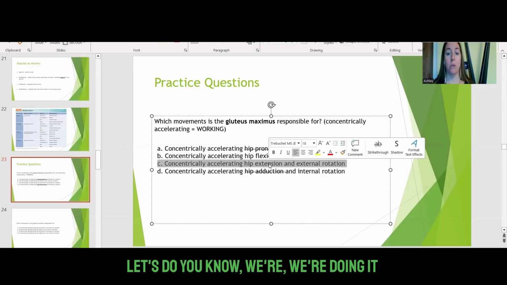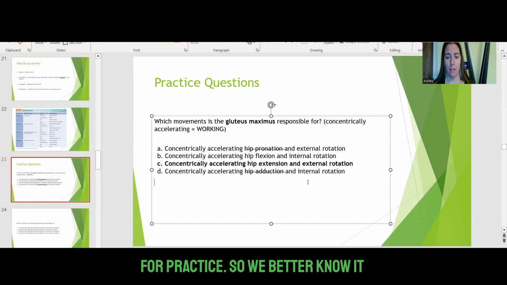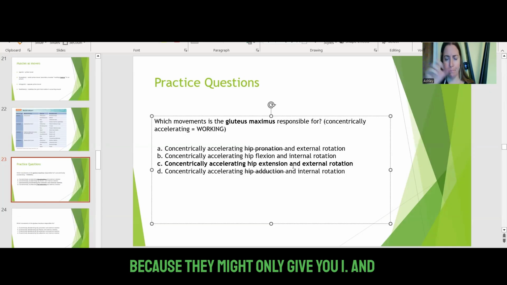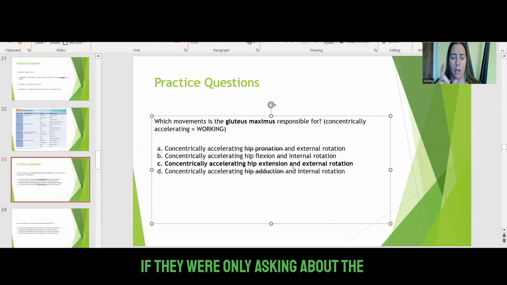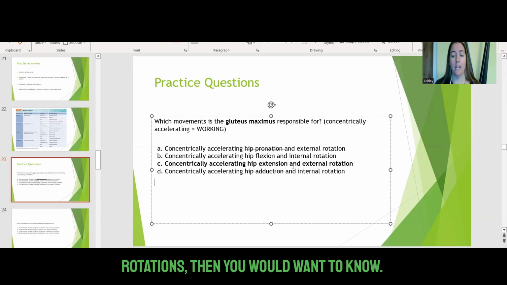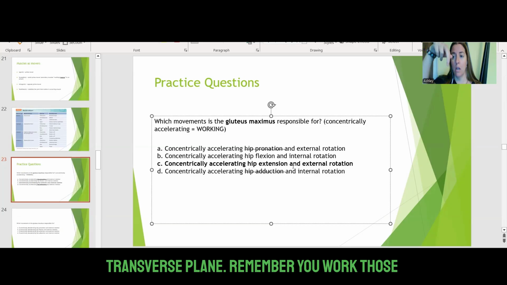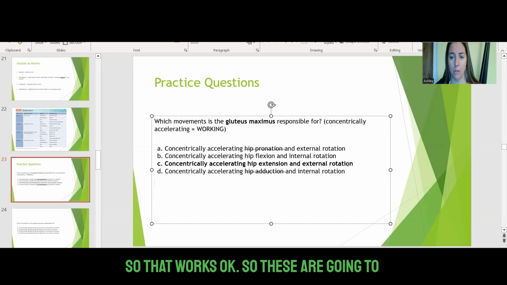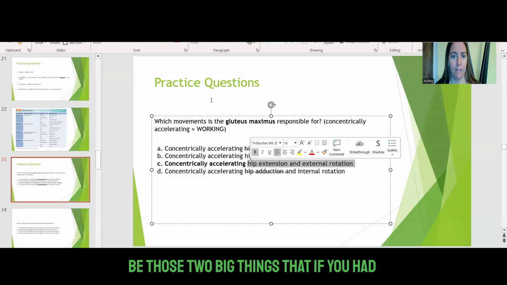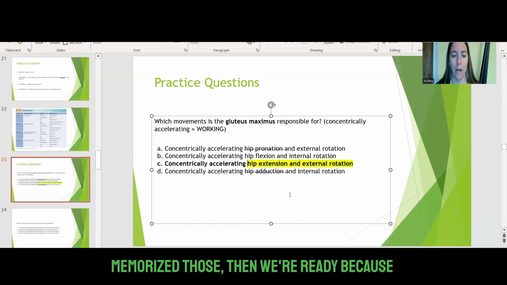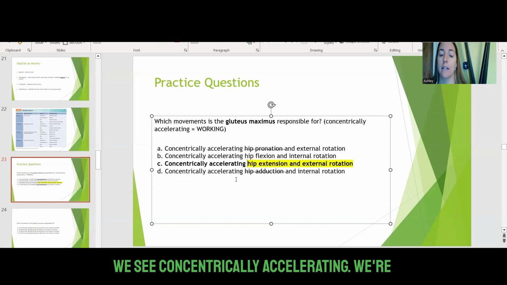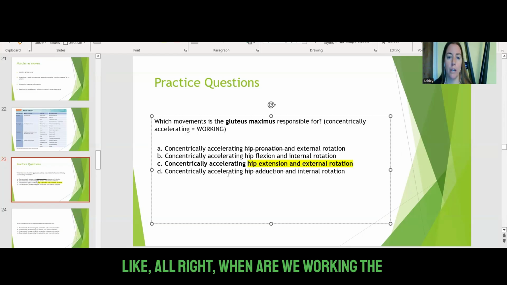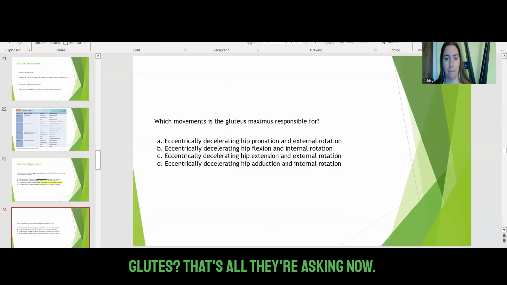But we can also, let's do it. We're doing it for practice, so we better know it, because they might only give you one. And if they were only asking about the rotations, then you would want to know that the glutes do work in the transverse plane. Remember, you work those glutes when you're externally rotating. So these are going to be those two big things that if you had memorized those, then we're ready, because we see concentrically accelerating. We're like, all right, when are we working the glutes? That's all that they're asking.